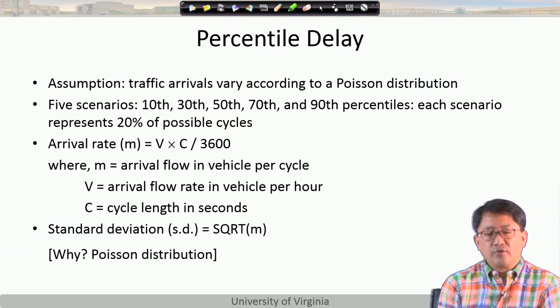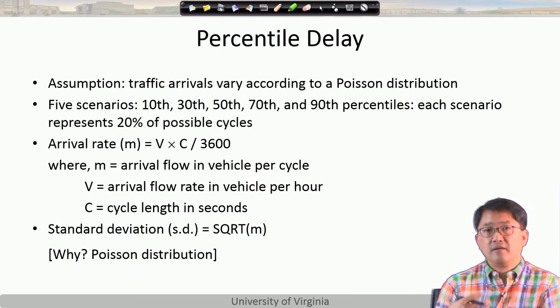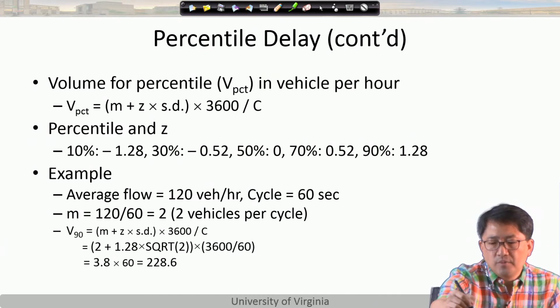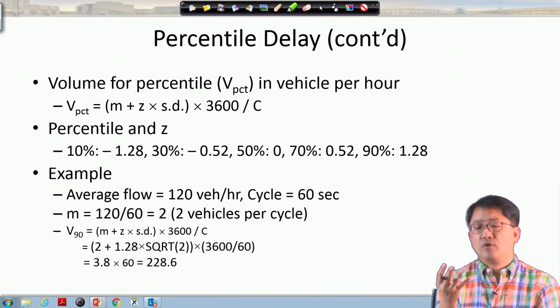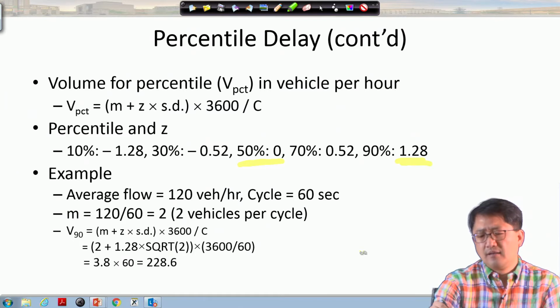Based on that, you can calculate the 10th, 30th, 50th, 70th, and 90th percentile vehicles per cycle. You can get the arrival rate based on V as the flow rate, number of cars per hour, and C as the cycle length, and you get the average flow per cycle. Based on that, you use the square root of the average, which is your standard deviation. So this is one example of calculating it. These are the z-score values, assuming normal distribution. So 0 is the 50th percentile. If you use 1.28, you go to the 90th percentile.